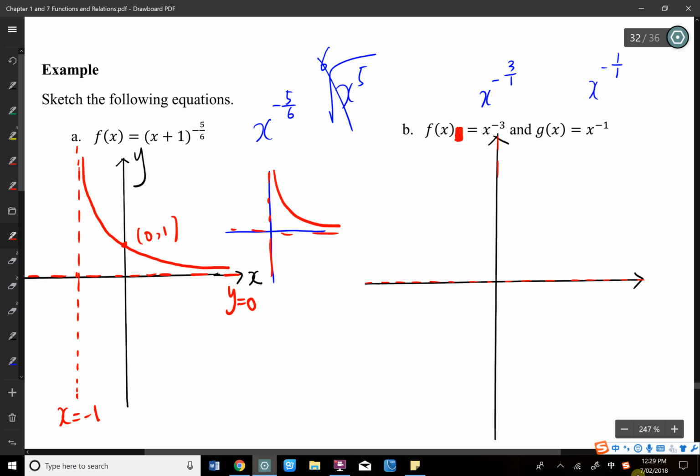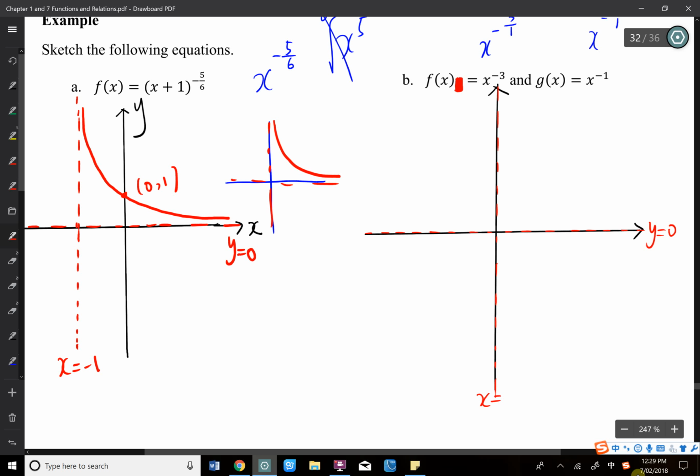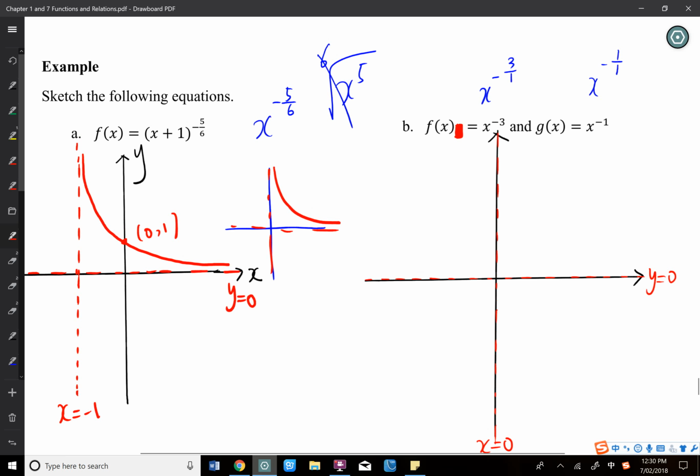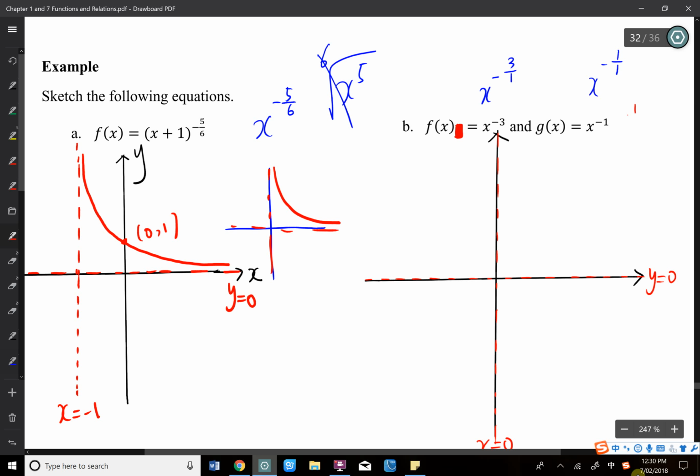y equals 0 and x equals 0. Even though your asymptotes are on the xy axes, you still need to sketch them out and label them. So that's the asymptotes. Let's sketch 1 over x. Well, this is 1 over x and this is 1 over x to the power of 3.